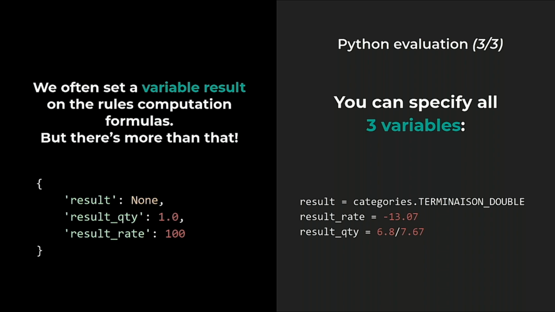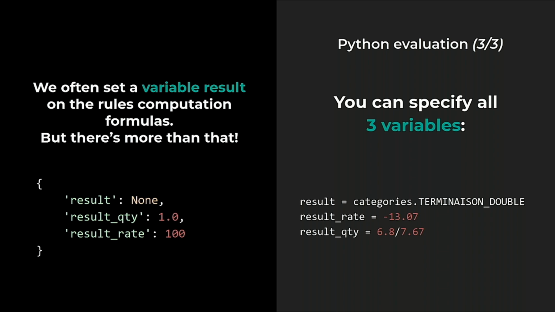For example, category is dot termination double for the result. The rate could be a number between 0 and 100, or even more if you wish, but it's quite strange. And the result quantity could be a formula that will be evaluated by this feval.